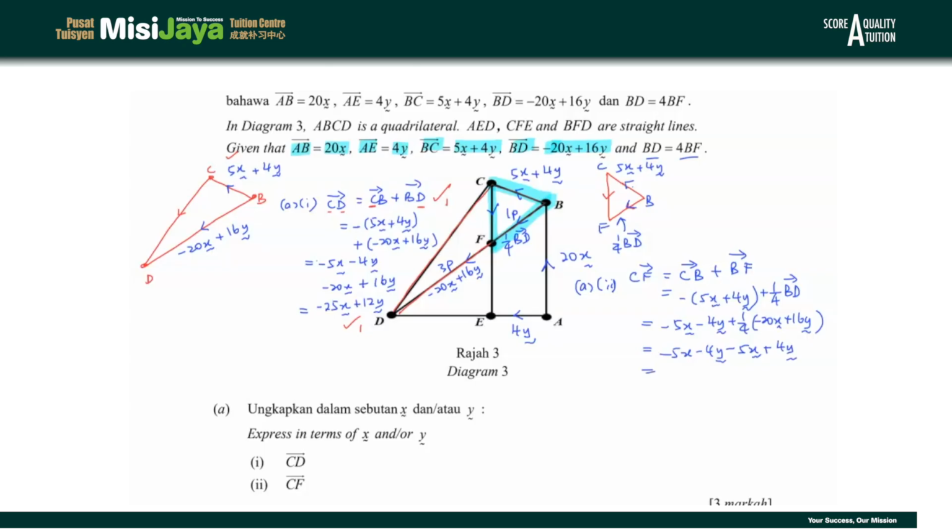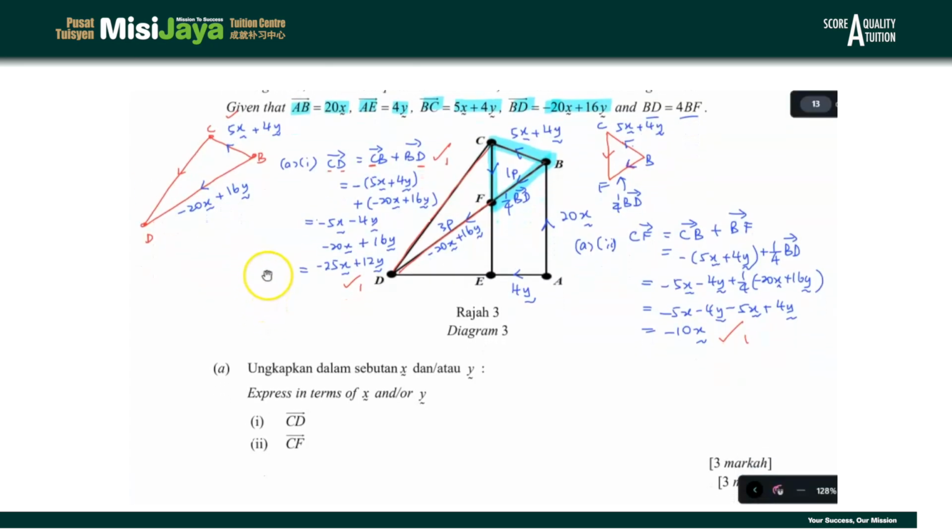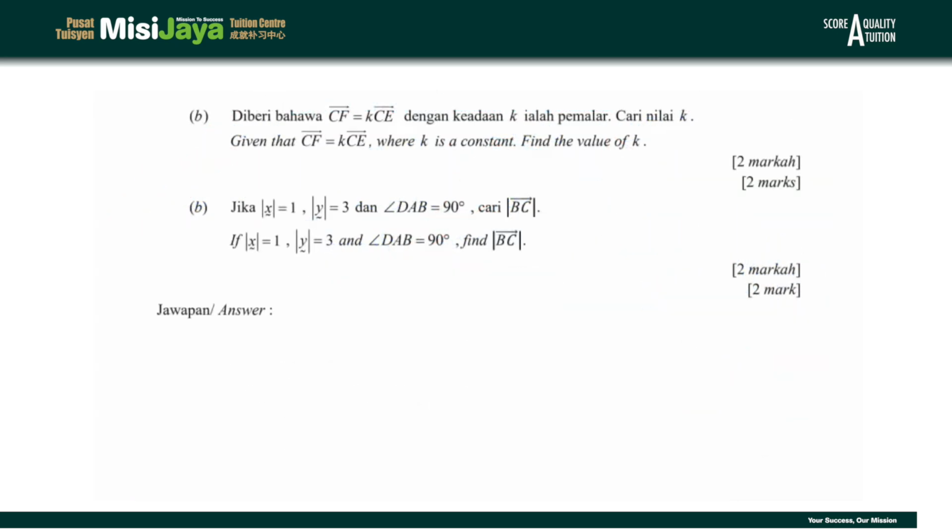Then we rearrange it. Negative 5 minus 5, you get negative 10x. Then negative 4y plus 4y is 0. So the answer is negative 10x. For this question, this is 1 mark. So the total mark for question A is actually 3 marks: A1 is 2 marks, and A2 is 1 mark. That's it. Let's look at question B.